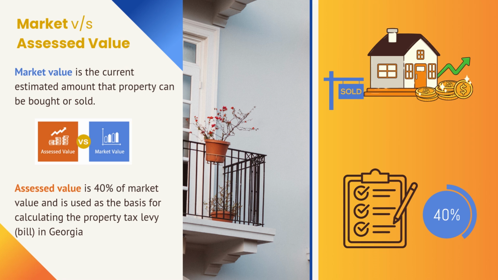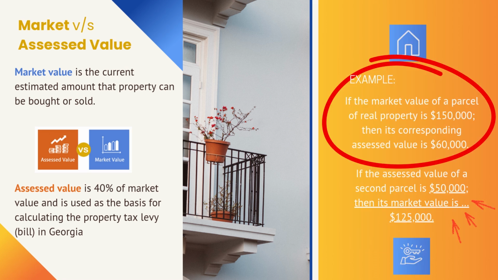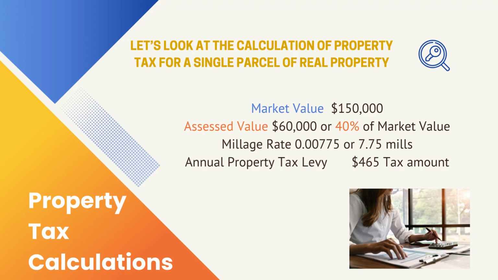So, if the market value of a parcel of real property is $150,000, then its corresponding assessed value is $60,000. Likewise, if the assessed value of a second parcel is $50,000, then its market value is $125,000.